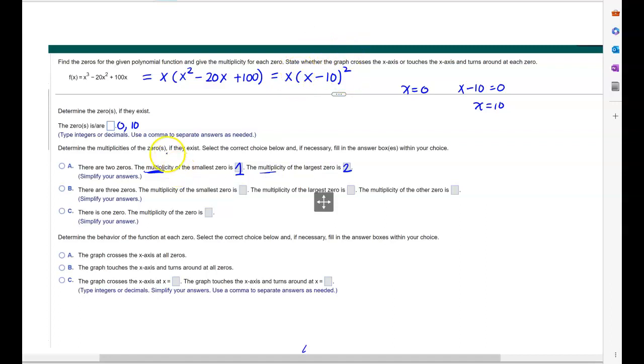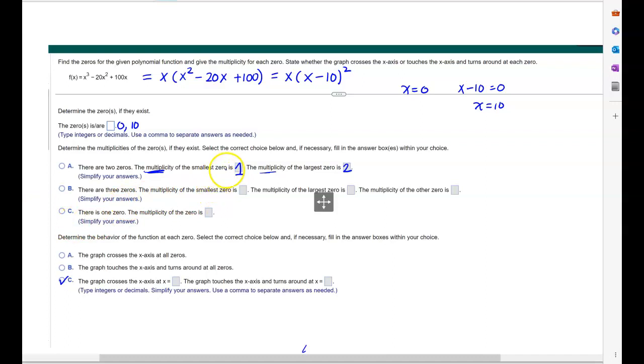Okay, next, determine the behavior of the function at each zero and select the choice below. Right, so now we know that if the multiplicity is odd, that means that it crosses the x-axis. So that means the graph crosses. Our answer here is C, because we have a multiplicity that is odd and a multiplicity that is even.